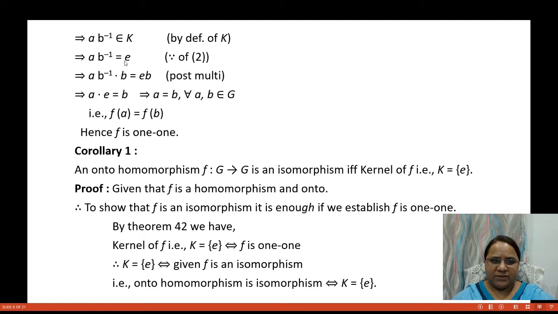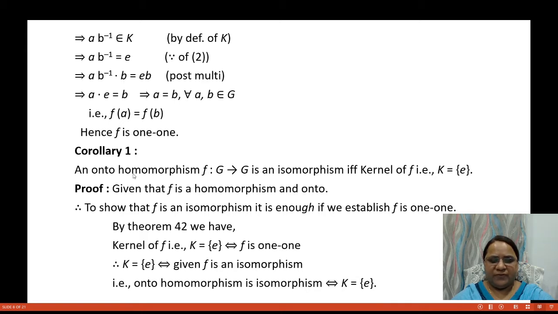Now just post multiplying b on both the sides again. So a b inverse into b is equal to e into b, because b inverse into b is nothing but the identity element. So a into e is nothing but a, so a is equal to b here. So f of a is equal to f of b implies a equals b, hence f is 1-1. If the image is same, then the elements must be the same, so that is 1-1. Next we have a corollary on that.